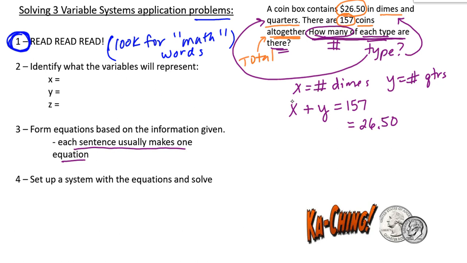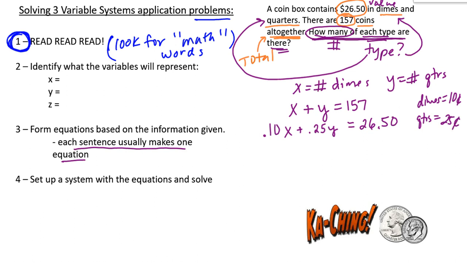So the formula for the value, right? This is a value. I'll run out of room if I write too big. So we're going to go 10 cents, 0.10, times the number of dimes, plus, now we're talking about quarters for y, which is 25 cents each, times the number of y. So value, let's see, dimes equal 10 cents, quarters equal 25 cents. Okay, now we have a system.